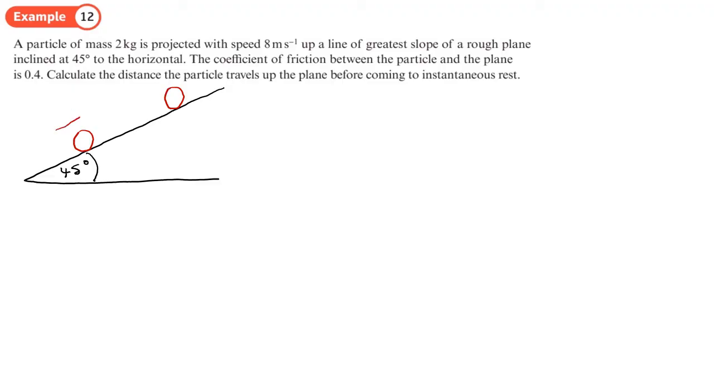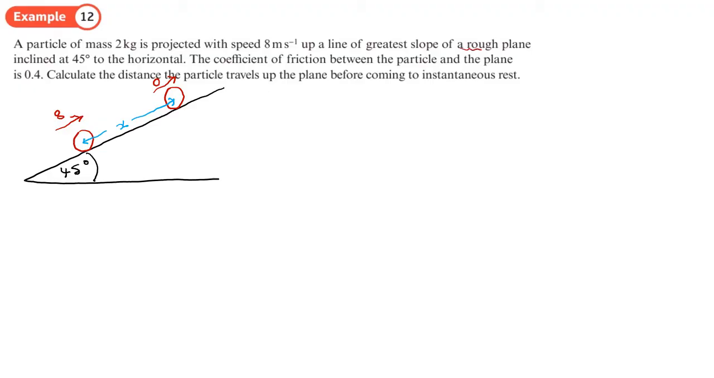It's projected up at a speed of 8 meters per second. We want to work out when this thing comes to rest, so that's the 0 there. We want to find the distance it travels up the slope, so let's call that distance x. So x is what we want to find. There it is, it's a rough slope.